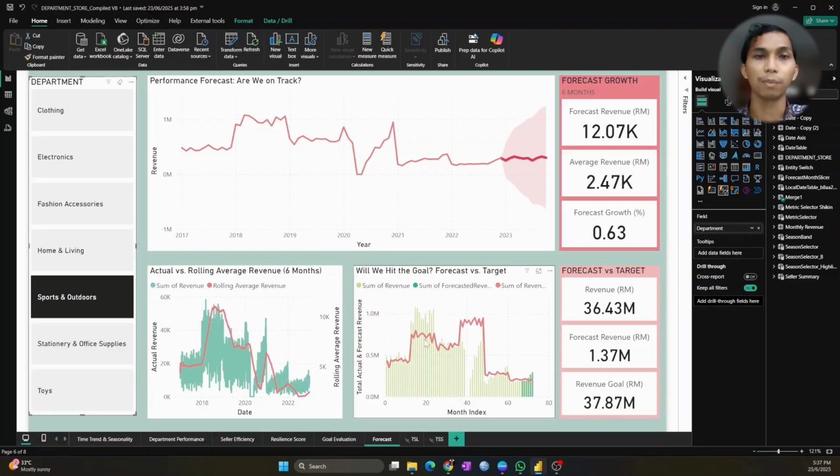On the right, the KPI cards summarize the outlook. Forecasted revenue for the next 6 months is 12,000 ringgit, with only 0.63% growth from the previous period, a clear indicator of stagnation. Lastly, the forecast versus target visual shows a gap. The department is forecasted to earn 1.37 million ringgit, well below its goal of 38 million ringgit. This dashboard makes it easy to identify underperforming segments like this, so leaders can act early.